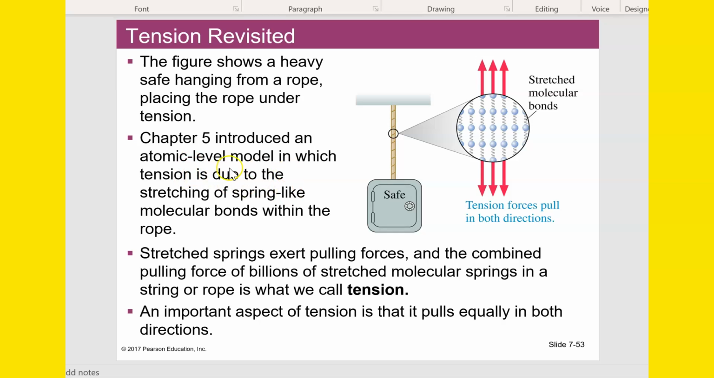We have this atomic level model in which tension is due to the stretching of spring-like molecular bonds within the rope. Stretched springs exert pulling forces, and the combined pulling force of billions of stretched molecular springs in the rope or string is what we call tension. An important aspect of tension is that it pulls equally in both directions.